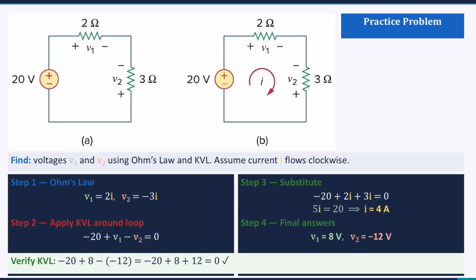Step 4, final answers. V1 equals 2 times 4, which is 8 volts. V2 equals negative 3 times 4, which is minus 12 volts. The negative sign on V2 tells us that the actual polarity is opposite to what we initially assumed. Verification. Substituting back into KVL, minus 20 plus 8 minus negative 12 equals minus 20 plus 8 plus 12, which equals 0. KVL is satisfied, our answers are correct.